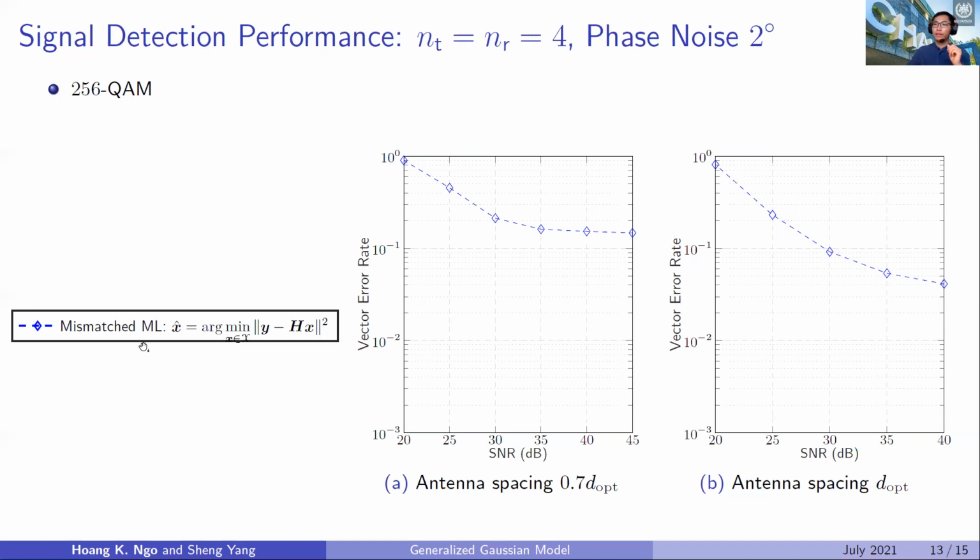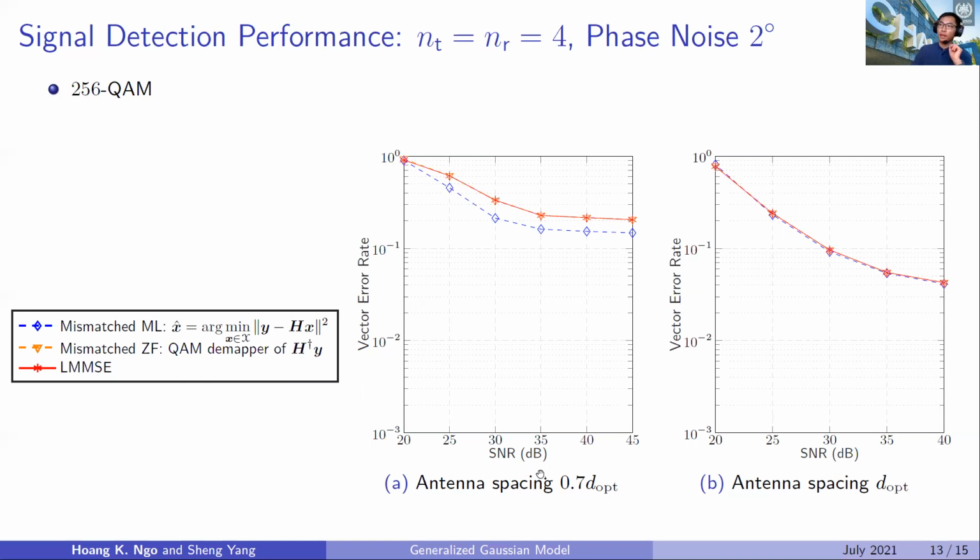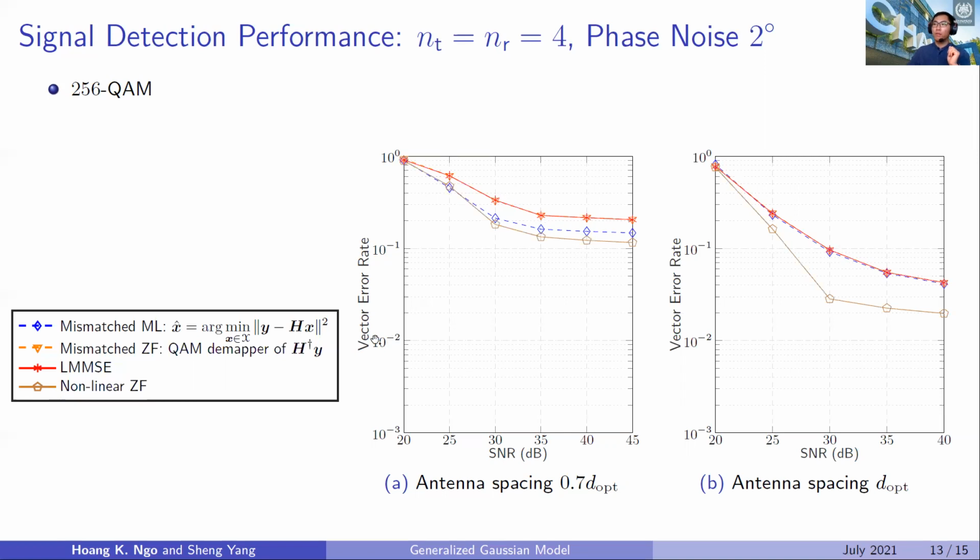So first of all, we plot the performance of a mismatched ML detector that ignores the phase noise. So we see that the vector error rate is quite high. If we use a mismatched zero forcing that also ignores the phase noise, then we get a worse performance, especially if the antenna spacing is small. Now, if we use LMMSE with the identified model, then we get a similar performance to the mismatched zero forcing. The nonlinear zero forcing can improve the performance, especially if the antenna spacing is optimal.